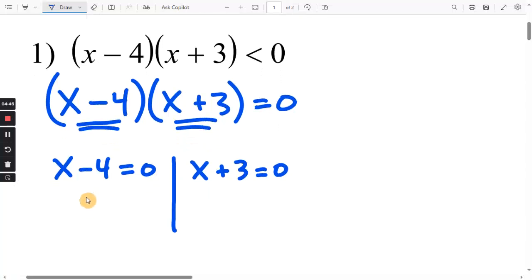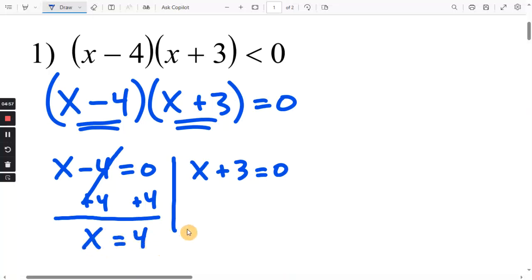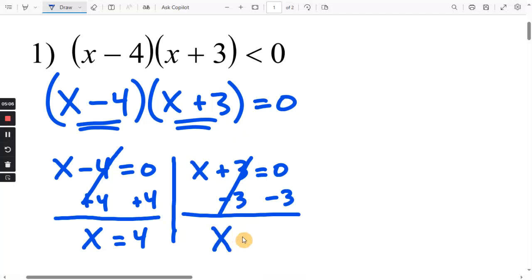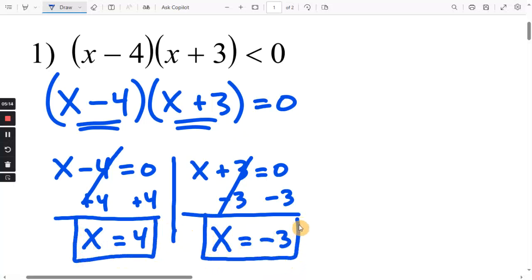All right, solving for x, if I add 4 to both sides, it cancels here, and x equals 4. Over here, if I do minus 3 on both sides, it cancels here, and x equals negative 3. All right, so those are the zeros. And really, you probably could have done that part in your head. You can see if you did 4 minus 4, you would get 0. Negative 3 plus 3, you would get 0. Okay, so you don't necessarily always have to write all that out.